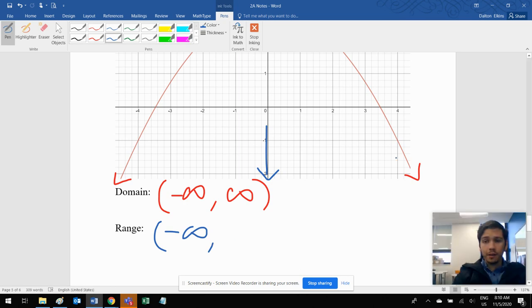Why? Because they're never stopping. The arrows mean that they don't stop. These arrows don't mean go to -100 and that's it. No, they go on forever.